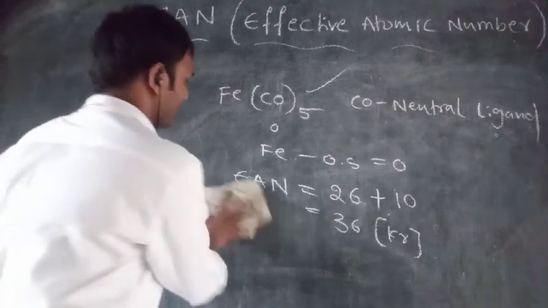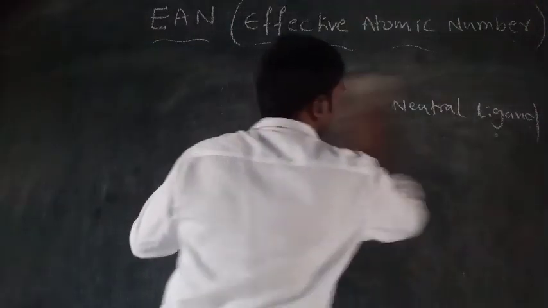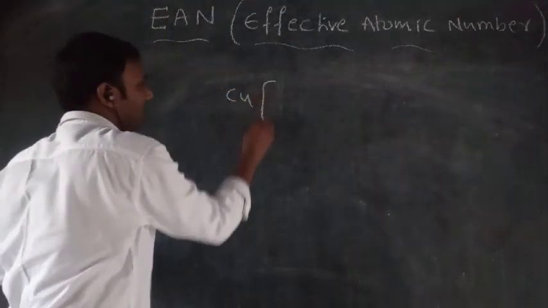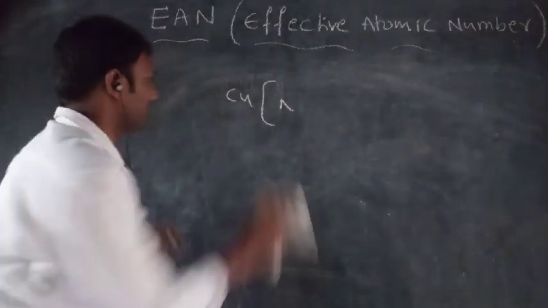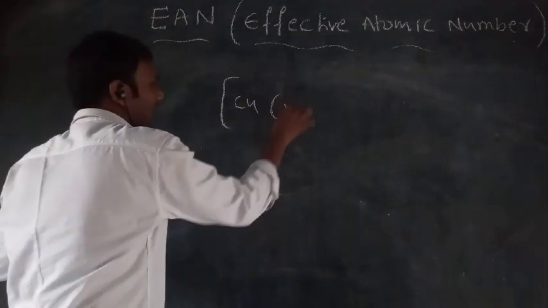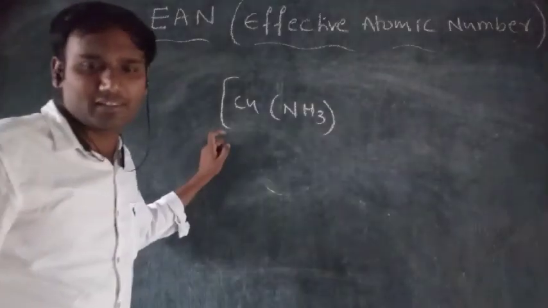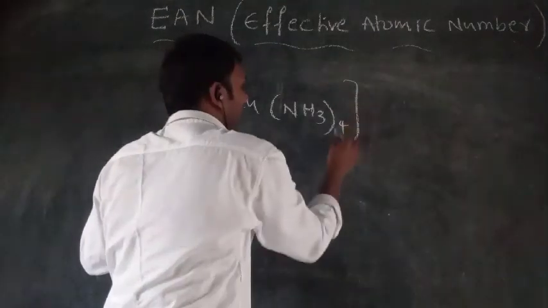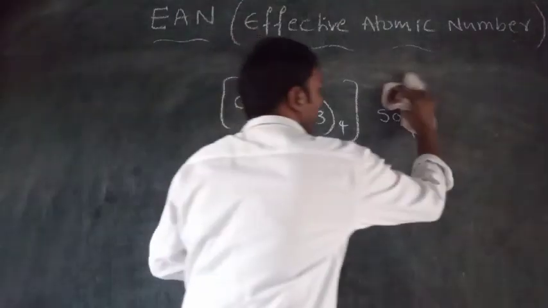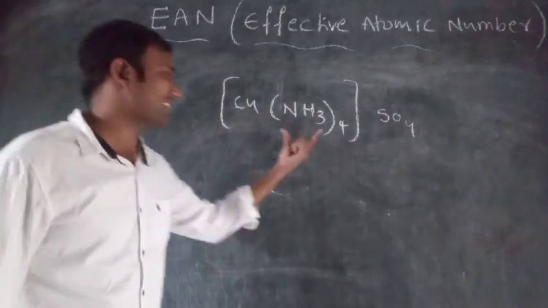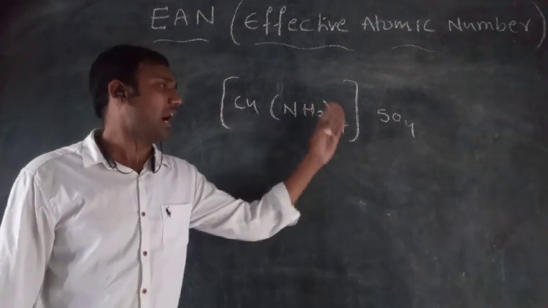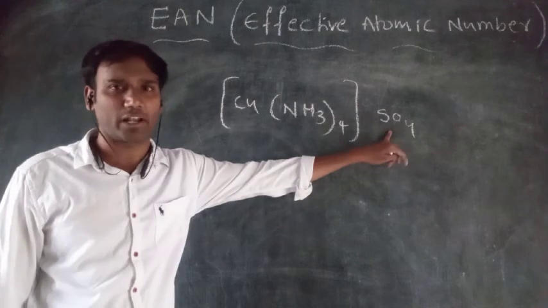So one more example we will discuss, that is copper. Copper is the central metal atom and the ligand is ammonia, right? So how many ligands are present here? 4 ligands are present, and one counter ion is present, that is SO4. Whatever species is present within the square bracket, we call it a coordination sphere or coordination complex. After the square bracket, what is present, we say, is the counter ion, right?